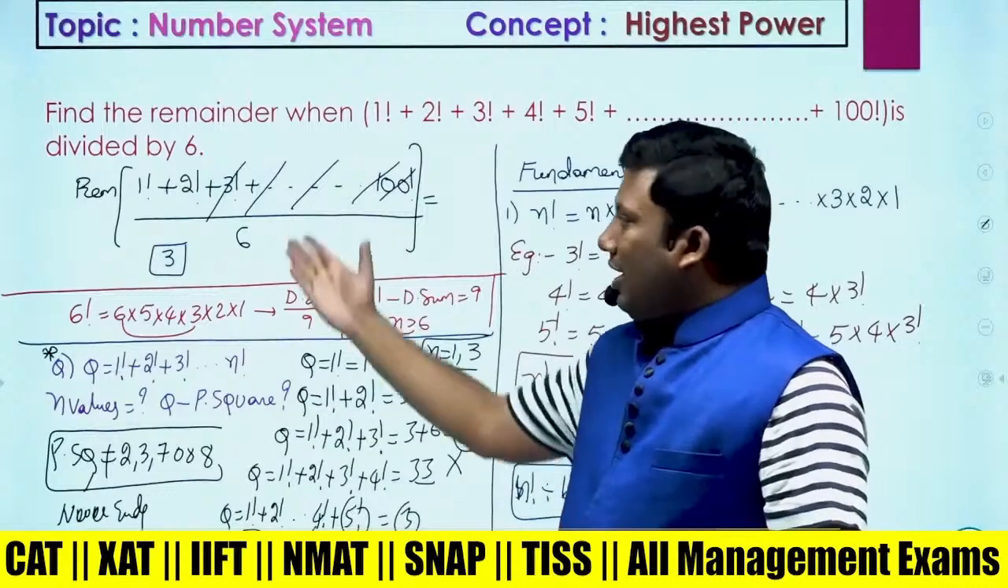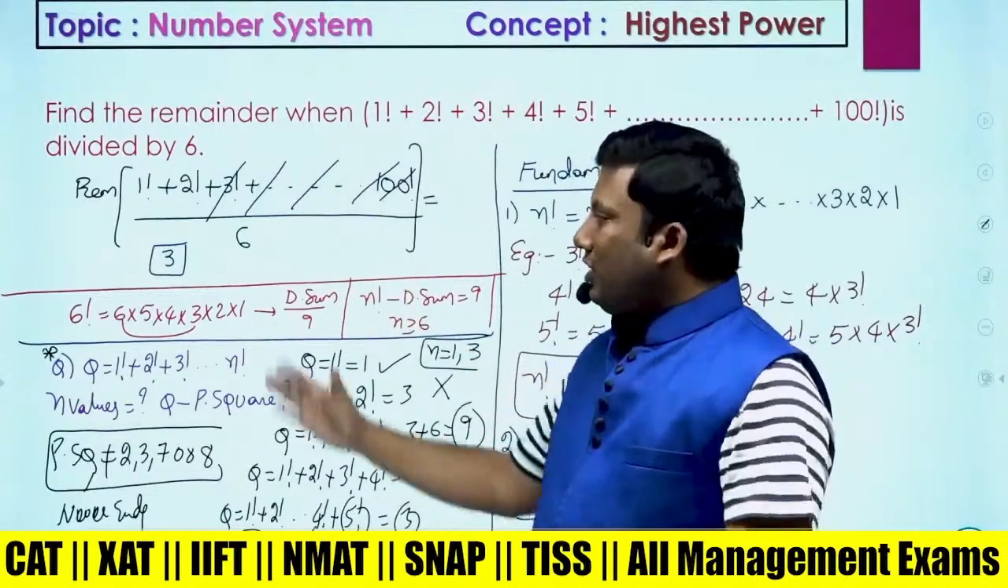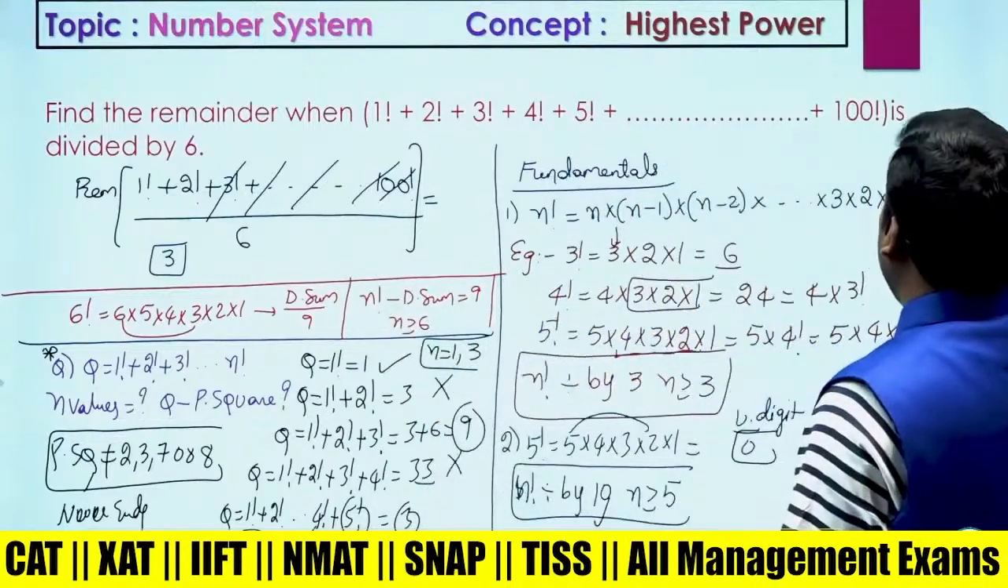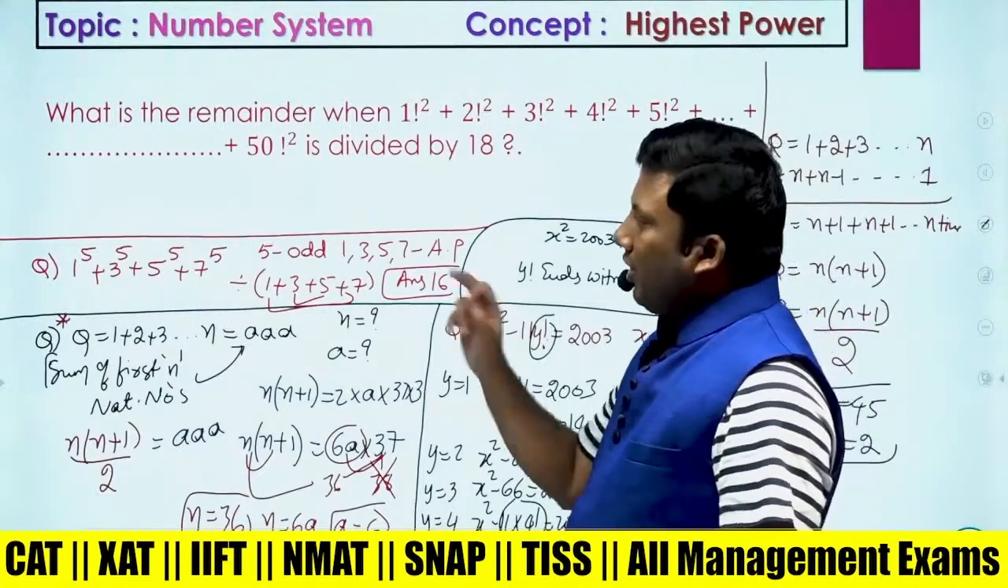100 factorial. From 3 factorial, every other factorial after 3 will contain 3 factorial. Answer is 3. For me, this is not important. It is a basic foundation question. Let me solve the second question.